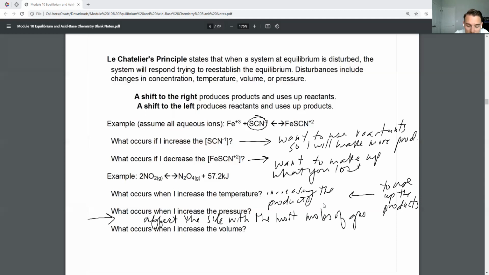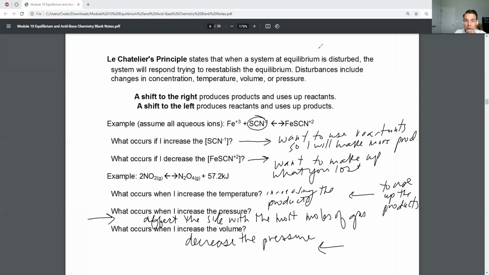What if you increase the volume? Increasing the volume, let's think about it as pressure, will decrease the pressure. Okay, remember Boyle's law. So that means it's going to be a shift to the left, the opposite of the one above it. So that's Le Chatelier's Principle. Very simple. A lot of very easy questions can be answered with Le Chatelier's Principle, so you can look out for those. There will definitely be some.